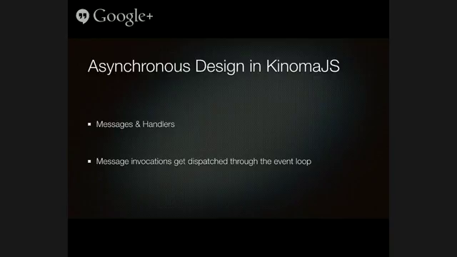The asynchronous design in Canoma.js is that we have these messages and handlers, and we use that to interact with the world in an asynchronous way, where all message invocations get dispatched through the event loop. Things within one pass of a handler happen synchronously, but as soon as you call another handler, that goes back onto the event dispatch thread, and it shows back up when the system has time to deal with it. Cool?